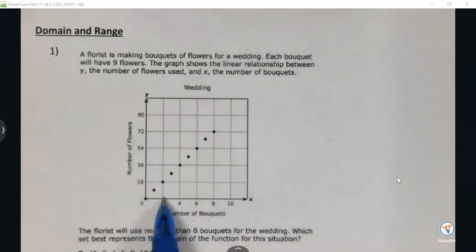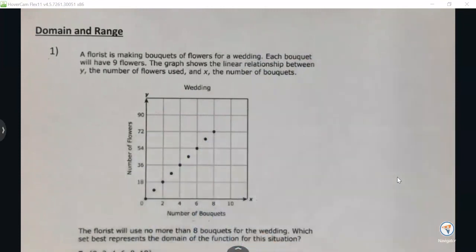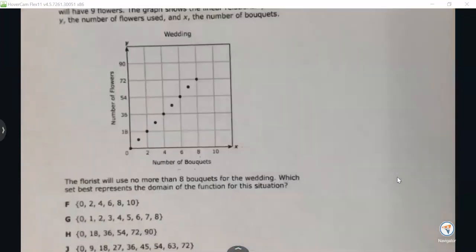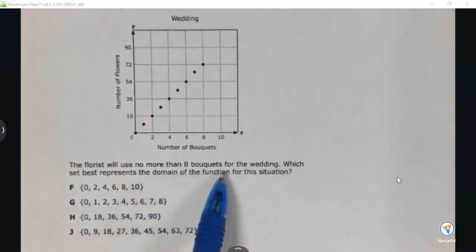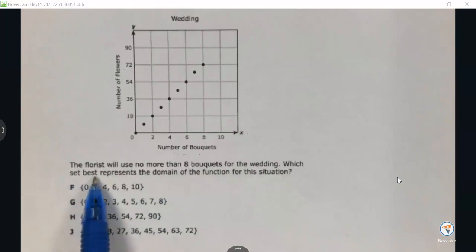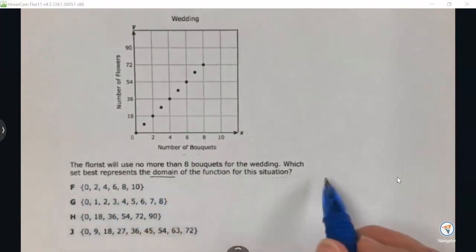If I have 2 bouquets, I need 18 flowers. If I have 8 bouquets, I need 72 flowers. So now let's look at the question. The question says, the florist will use no more than 8 bouquets for the wedding. Which set best represents the domain of the function for this situation?